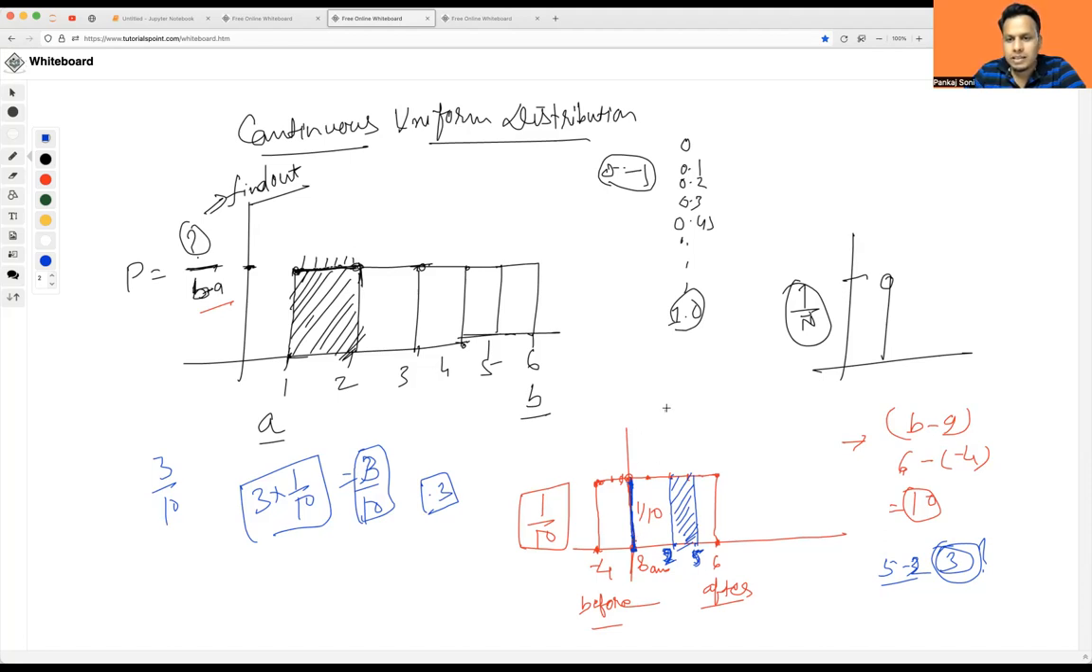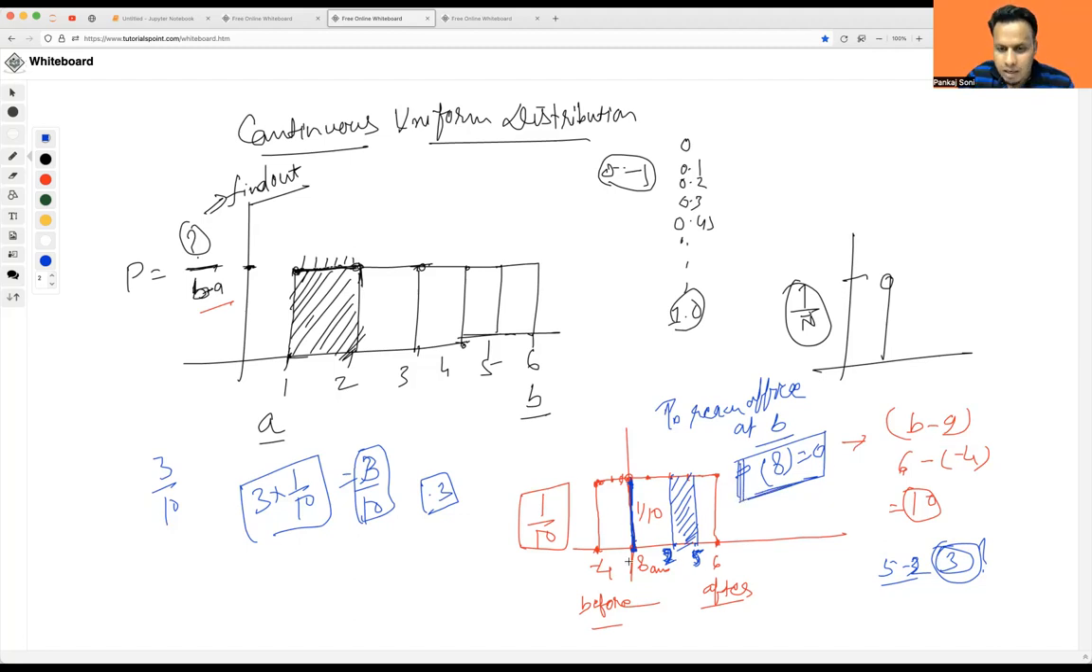So to reach the office at exactly 8, the probability will be 0, because there is no unit. You need to calculate the number of units here, so you should have some range. If there's no range, it means the probability of that person will be 0.